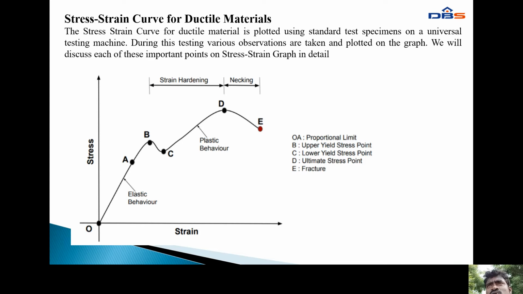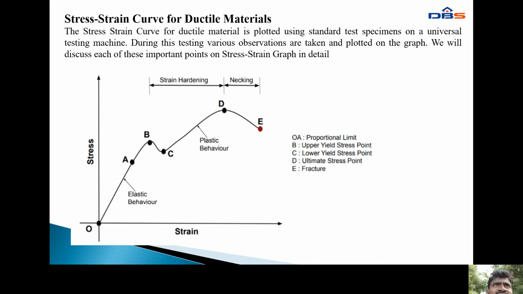O to A is the proportionality limit, where the material shows elastic behavior. That is called Hooke's law: the stress is directly proportional to the strain. That portion, O to A, means elastic behavior. Next, from the upper yield point to the lower yield point is plastic behavior. Next come strain hardening and necking. Necking means the material loses its strength. After the necking point, the material breaks.